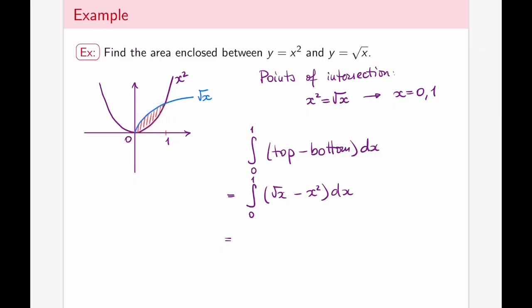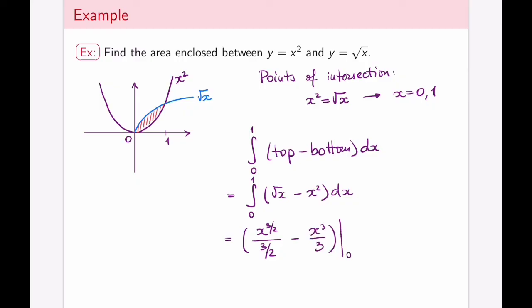Now, it's all about actually computing the antiderivatives and plugging in the numbers. So first of all, the antiderivative of square root of x. Well, it will be easier to see what it is if I rewrite this as x to power 1/2, and then I can simply apply the power rule. X to power 1/2, I'm going to add 1 to the power, so 3/2, and divide by that power. Minus x squared. What is the antiderivative of that? That's simply x cubed over 3.